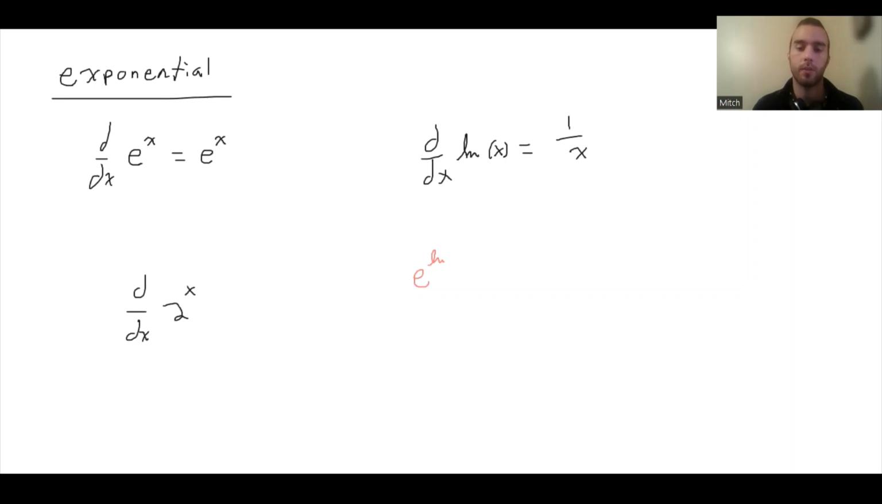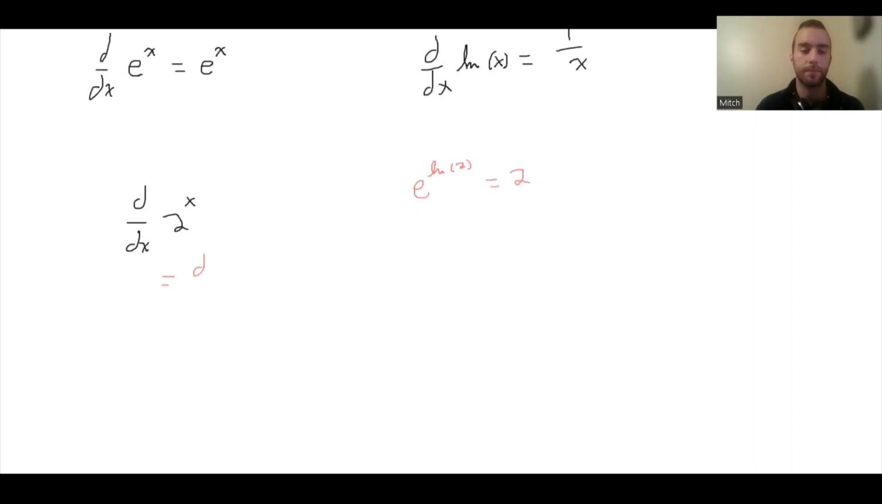So we're going to say e to the ln 2. Well, that's 2, because again the e and the ln cancel out. So we're going to replace that 2 with e to the ln 2, to that power of x. But when you have an exponent to another exponent, you can just bring it down. So this is d by dx of e to the (ln 2)x.